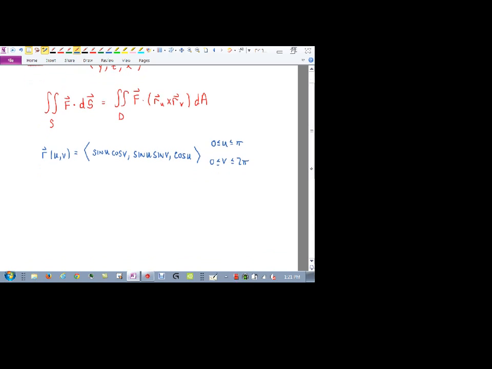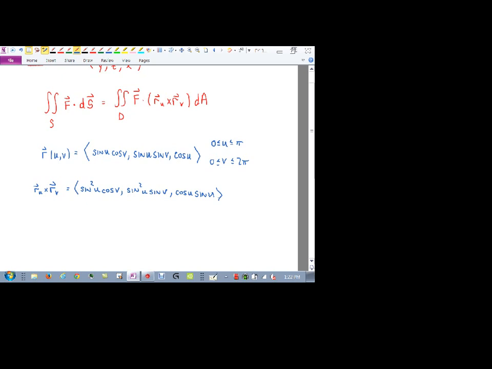I need to take the partials. We've done that before, haven't we? I need to cross the partials. We've done that before. So let me just write down what our crossed partials are. I don't need the magnitude of the crossed partials in the formula. So the crossed partials is sine squared u cosine v, sine squared u sine v, and then cosine u sine u. I'm not showing that work, but you could do that.